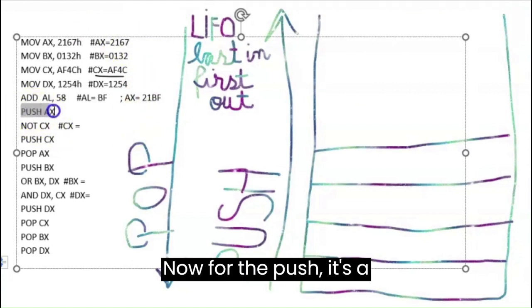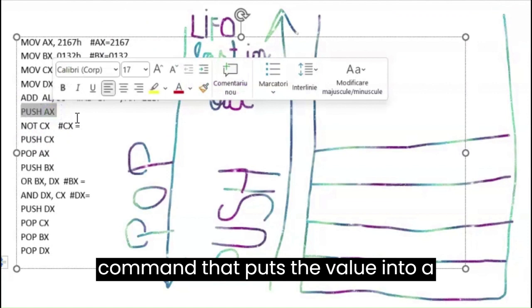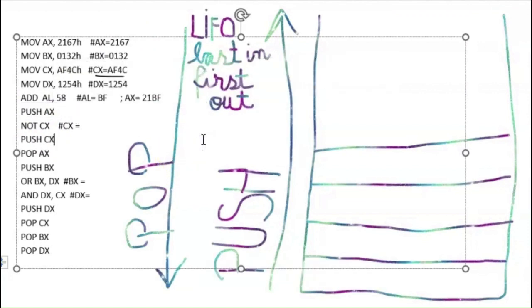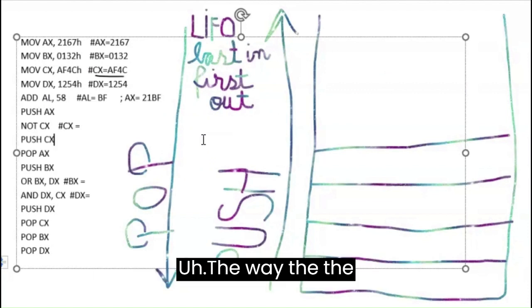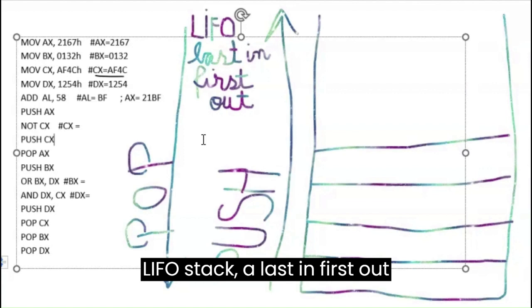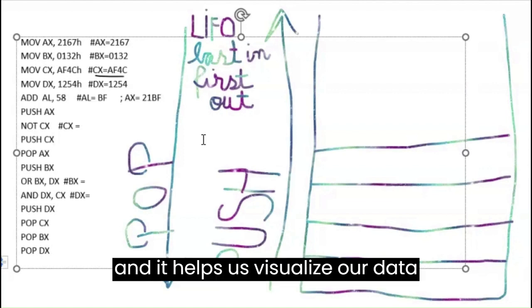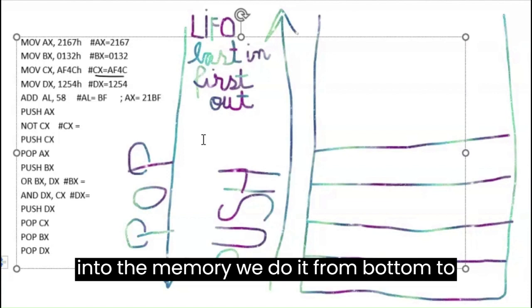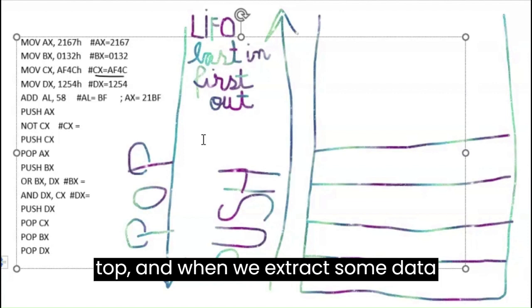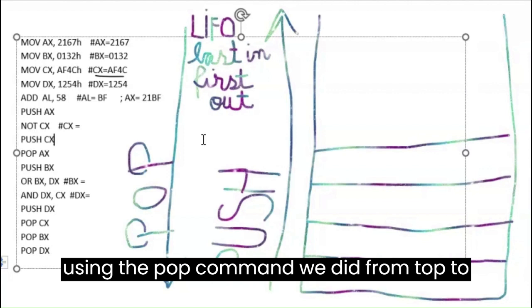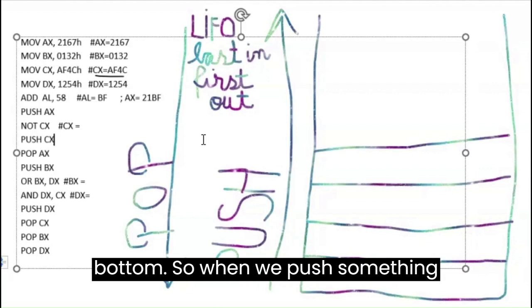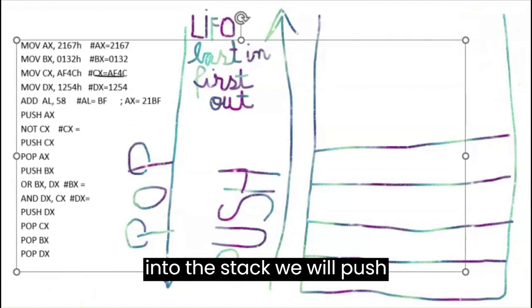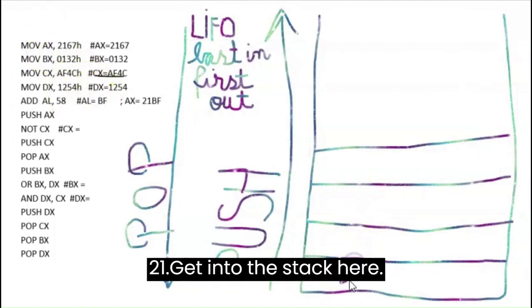Now for the push, it's a command that puts the value into a stack. And first, I think I must answer the question, what is a stack? It's the way ASM works. It's a LIFO stack, last in, first out, and it helps us visualize our data and the change in our data. So when we push something into the stack, into the memory, we do it from bottom to top, and when we extract some data using the pop command, we do it from top to bottom. So we will push 21BF into the stack here.